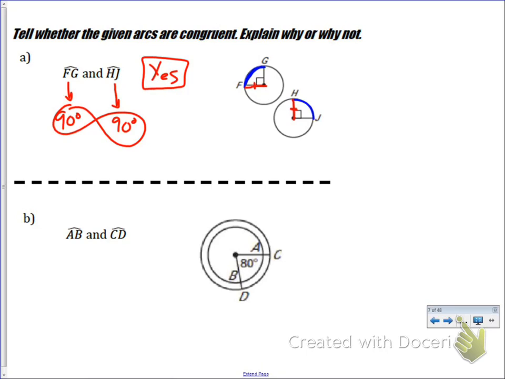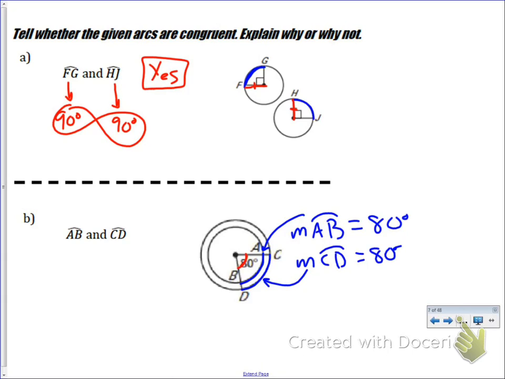Now for B, we were looking at AB and CD. Both arc AB and arc CD have the exact same central angle, and that is this angle right here. The measure of that angle is 80 degrees, so the measure of arc AB is 80 degrees, and the measure of arc CD is also 80 degrees. So again, this is 1/2 of the requirements that I need for congruent arcs. Both arcs have a measure of 80 degrees. The second criterion is they need to be on the same circle or congruent circles.